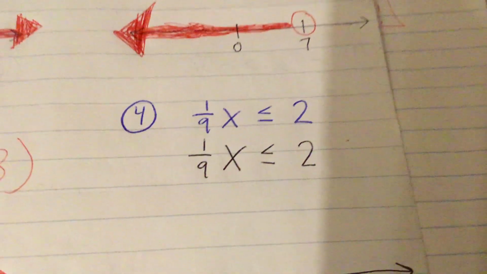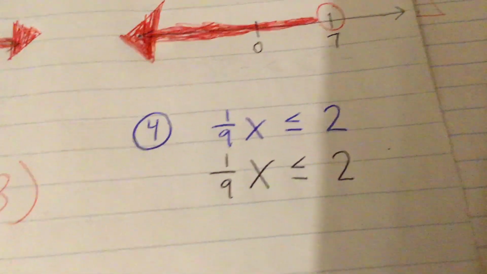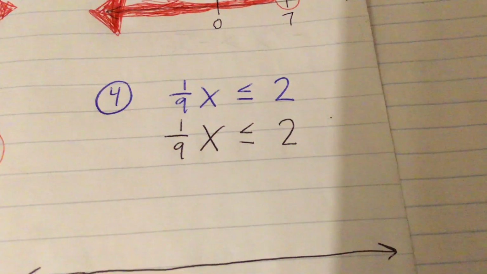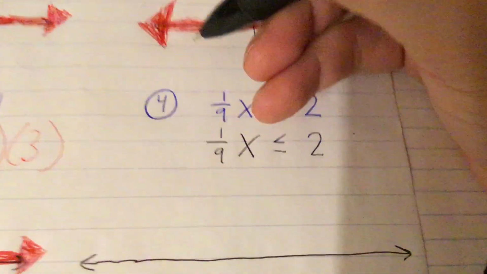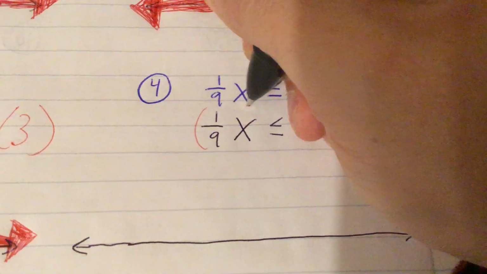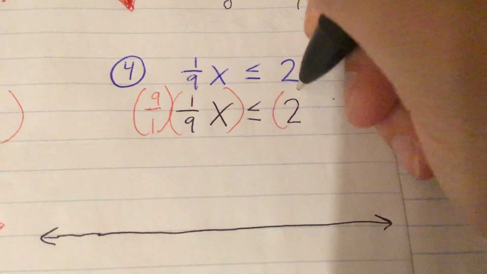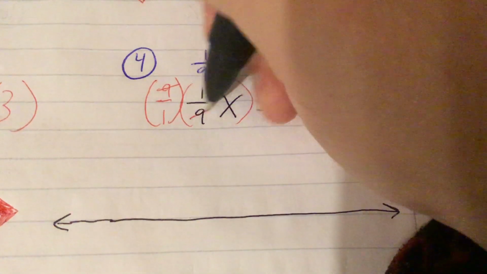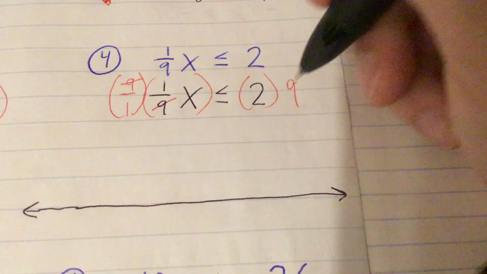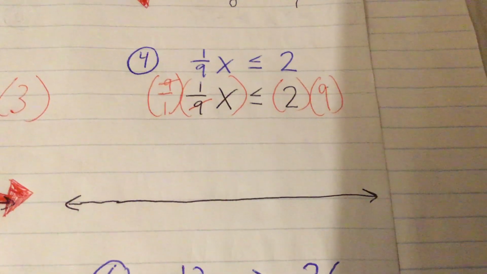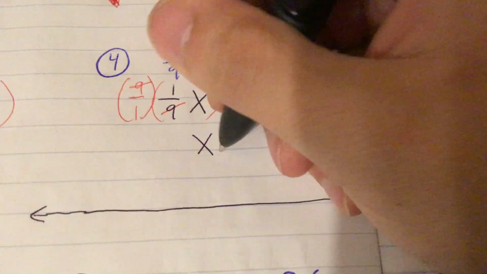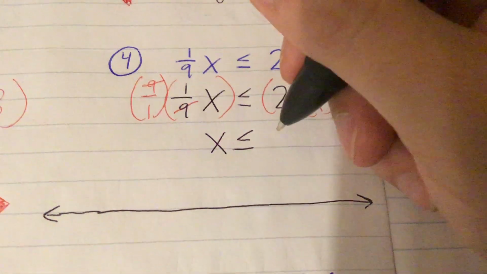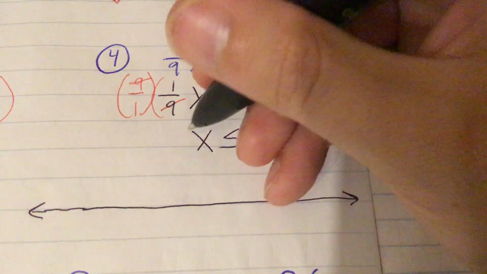1/9 of x is less than or equal to 2. What do I do to solve for x in problem number 4? Well, in order to undo that layer on x, I'm going to multiply both sides of the equation by 9. Specifically on the left, I want to cancel out that fraction to get me 1x. So if I multiply the left and the right by 9, the sign doesn't flip because I multiply both sides by a positive number. So x is less than or equal to 2 times 9, which is positive 18.